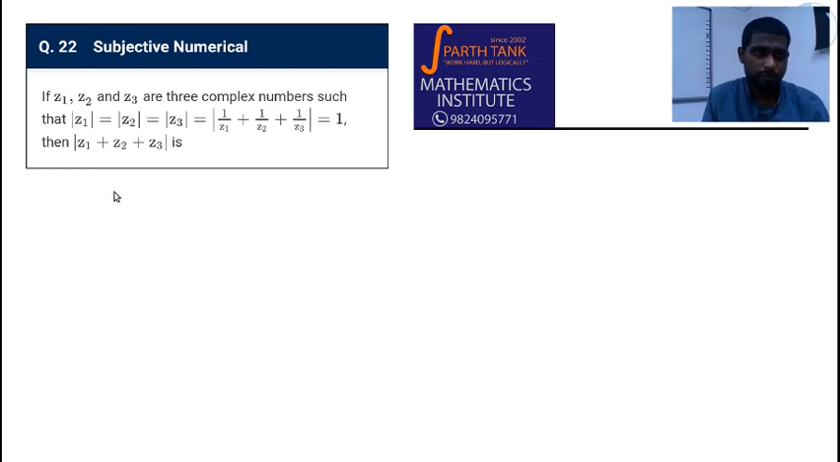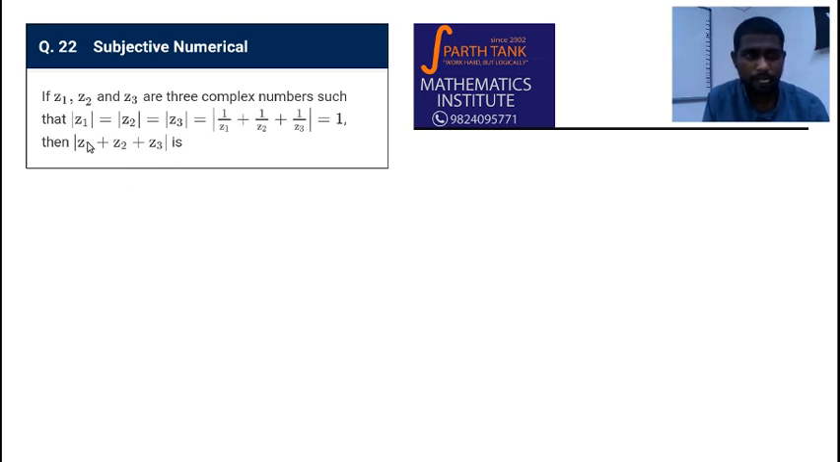Question number 22. If z1, z2 and z3 are three complex numbers such that mod z1 is equal to mod z2 is equal to mod z3 is equal to mod of 1 by z1 plus 1 by z2 plus 1 by z3 is equal to 1. All are unimodular, then what is the mod of this?